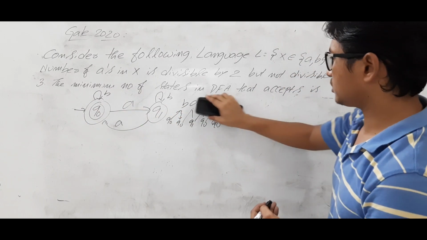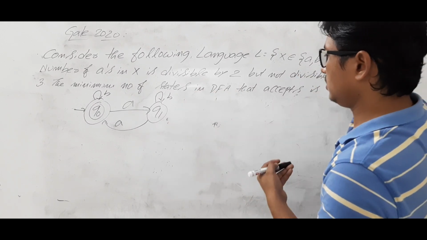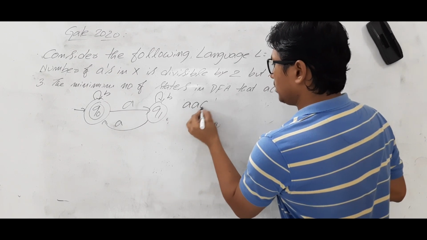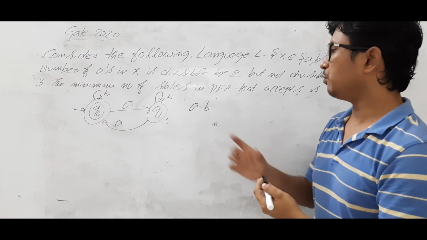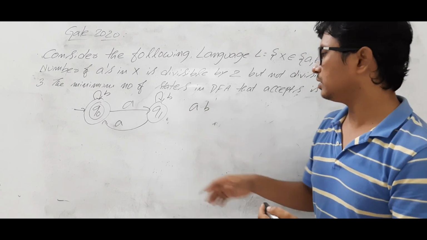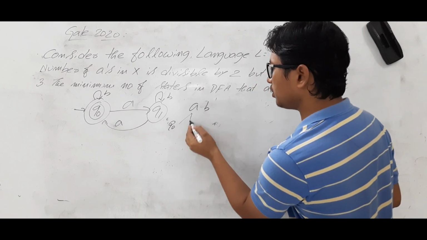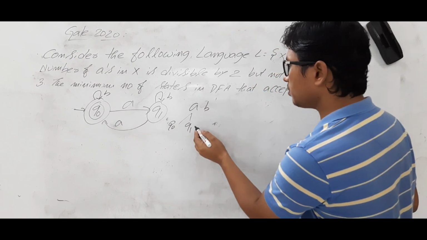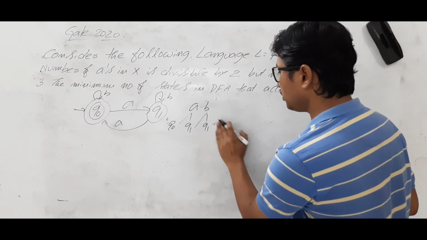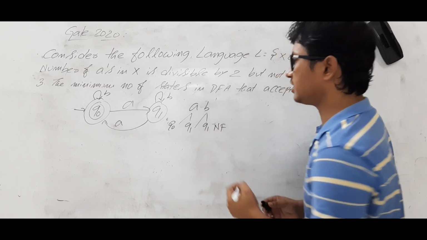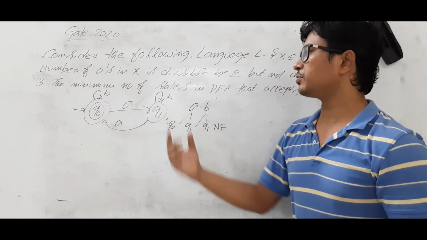Let me take a counter example. Let me take simply only a b. a b consists of only one a, which is not divisible by 2. Let me take the initial state Q0. From Q0 on a you go to Q1. Q1 on b goes to Q1 itself. Now, is Q1 a final state? No, Q1 is a non-final state. As Q1 is a non-final state, the string is not accepted by the DFA.